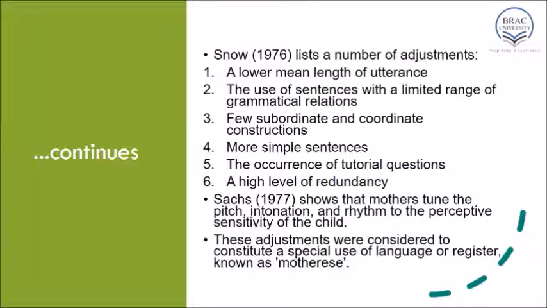Snow in 1976 lists a number of adjustments in the mother's talk with her children: a lower mean length of utterance, the use of sentences with a limited range of grammatical relations, few subordinate and coordinate constructions, more simple sentences, the occurrence of tutorial questions, and a high level of redundancy. These are the adjustments that are very frequently used in motherese.